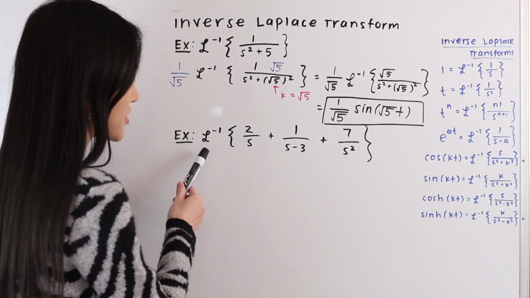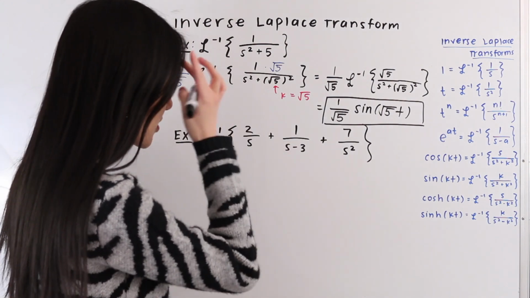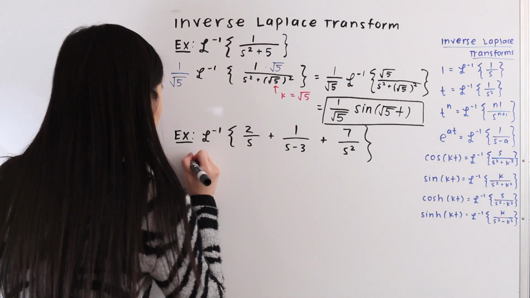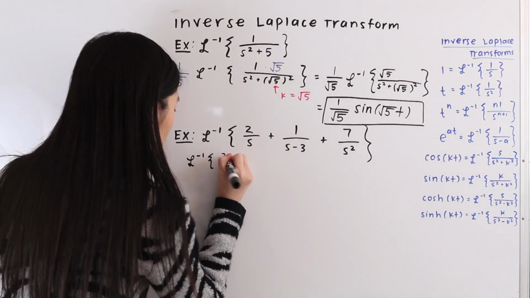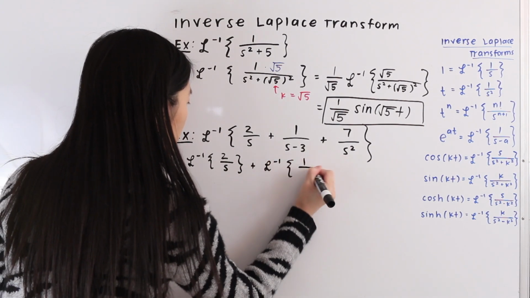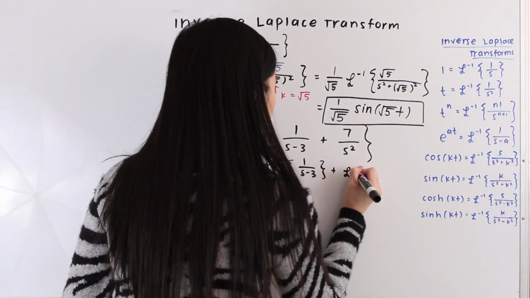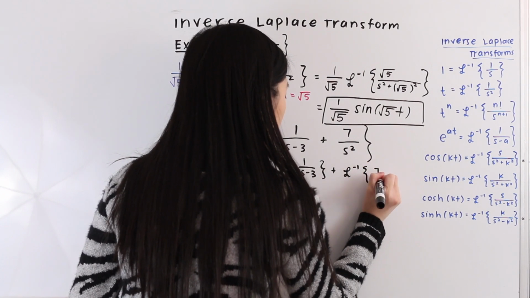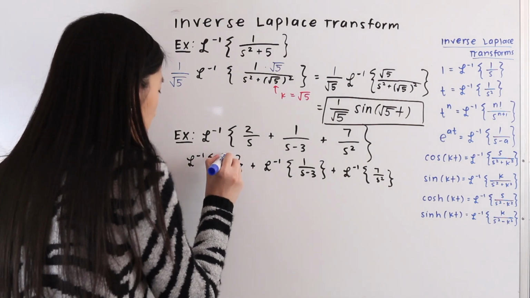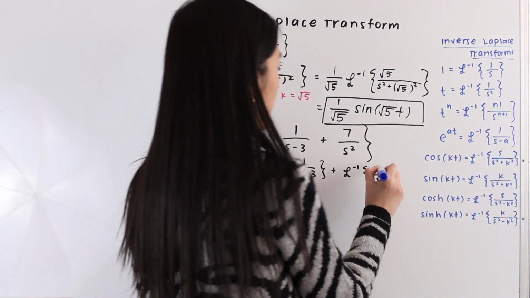So we have the inverse Laplace transform of 2 over s plus 1 over s minus 3 plus 7 over s squared. So let's go ahead and start out by taking the inverse Laplace transform of each term separately. So we have the inverse Laplace transform of 2 over s plus the inverse Laplace transform of 1 over s minus 3 plus the inverse Laplace transform of 7 over s squared. And as our next step, let's go ahead and move our constants outside of our Laplace transform. So we have this 2 here, and we have this 7 over here.